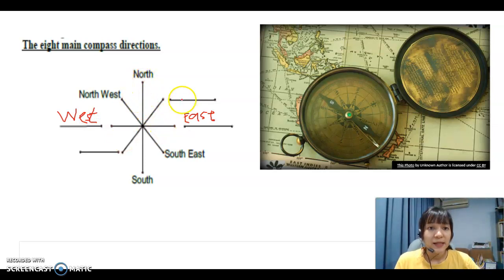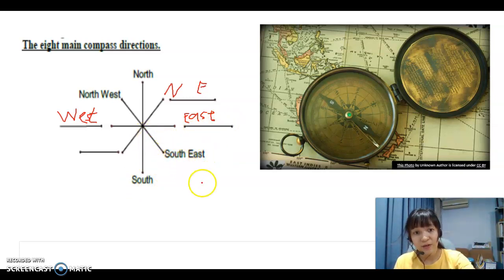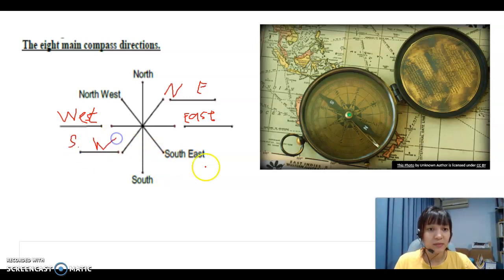Okay. Then between north and west, we say it is our northwest. Then between north and east, it is our northeast. You write in full, yeah? Then between east and south, we say it is our southeast. Our location in Malaysia is on the southeast location of the world map. Then this part will be your southwest.